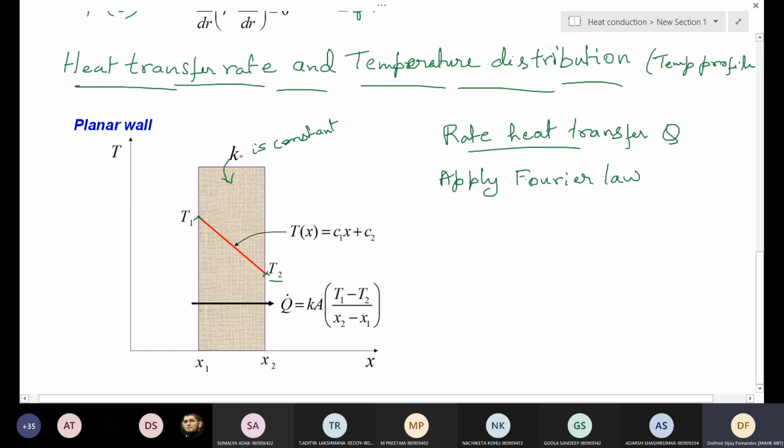So K is not changing based on the position, and also we are neglecting the effect of temperature on thermal conductivity. Anyway, that will be considered later. The K value of the property depends on temperature also. It slightly varies with temperature, but for the time being, we are considering K is constant. So to estimate the heat transfer, we have the Fourier law, Q equal to minus KA dT by dx.